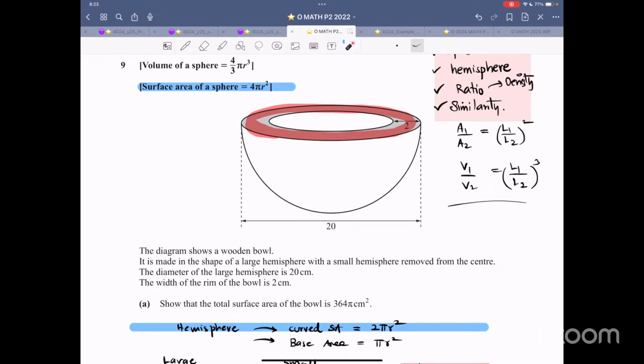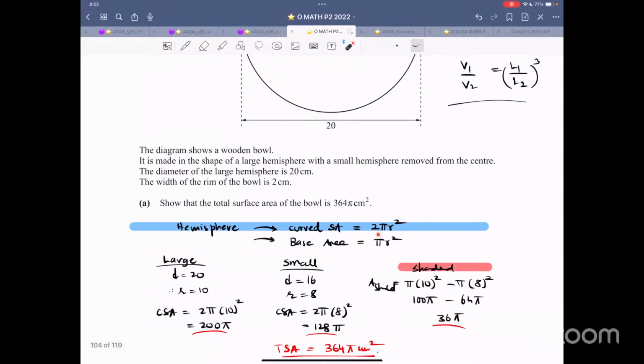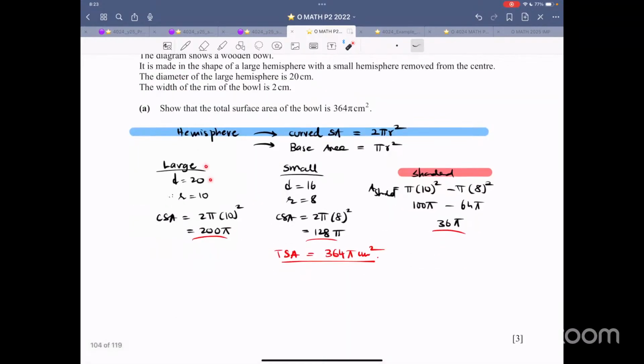364 pi. Hemisphere curved surface area, 2 pi r square. That's half that of a sphere. Base area, pi r square. Now, what is happening? Large diameter is 20, radius is 10. Small diameter is 16, radius is 8. Curved surface area, 2 pi r square. Naturally, both the r's are different. So this r over here, that's this r over here. This is 128 pi, this is 200 pi.